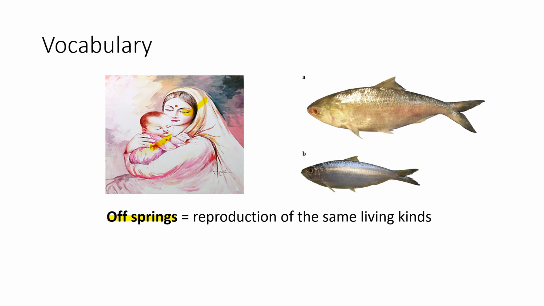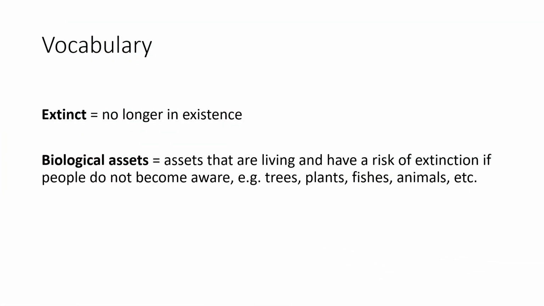In the second picture, you can see there's a juvenile fish, and on the top there is a mature fish, right? The second one is extinct, and it means no longer in existence. The third one is biological assets, and it means assets that are living and have a risk of extinction if people do not become aware. For example, trees, plants, fishes, animals, etc.